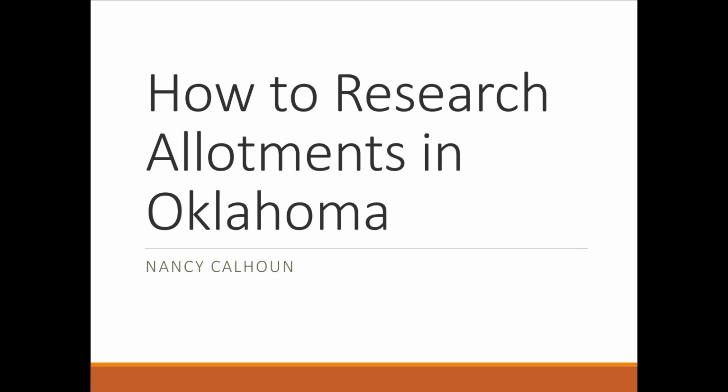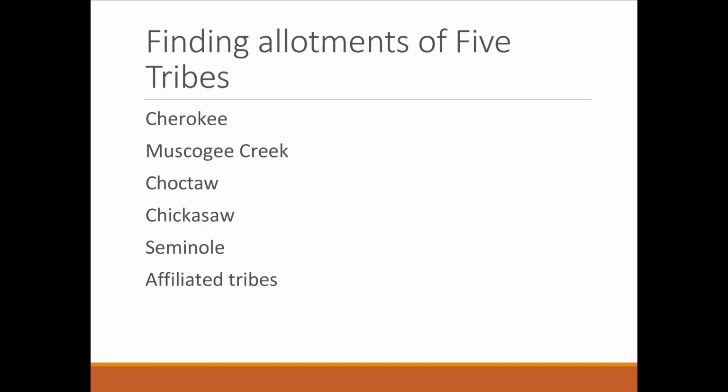Okay, and the allotments I'm going to be mainly talking about are the allotments for the 5 tribes in eastern Oklahoma. Although the process was virtually the same across Oklahoma, this is what I'll be talking about. I'll be talking about the Cherokee, the Muskogee Creek, the Choctaw, the Chickasaw, the Seminole, and the smaller tribes that were enrolled in these tribes, such as the Delawares in northeastern Oklahoma, not the Delawares in western Oklahoma.